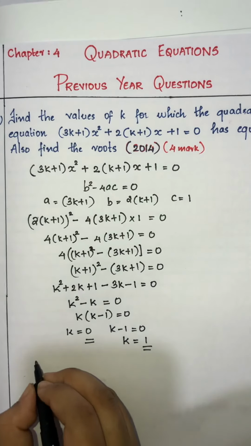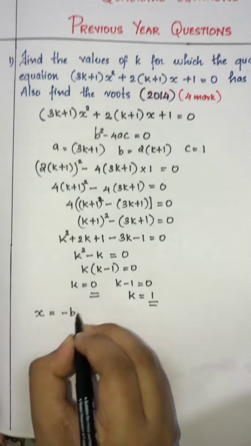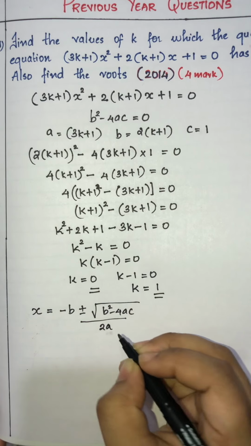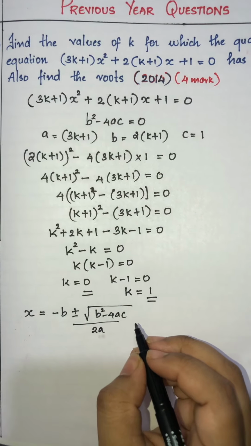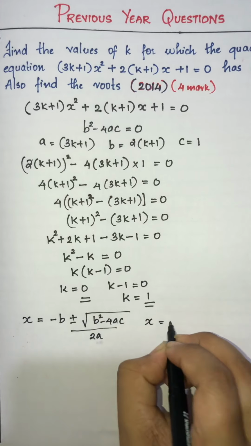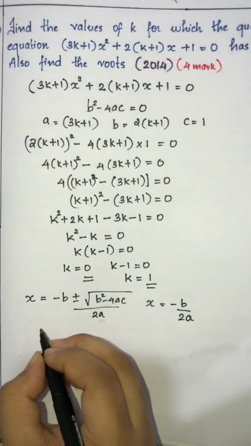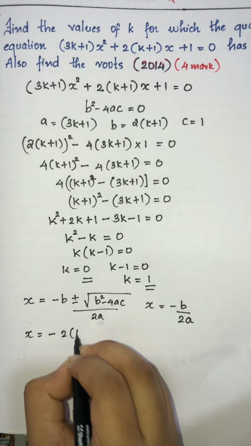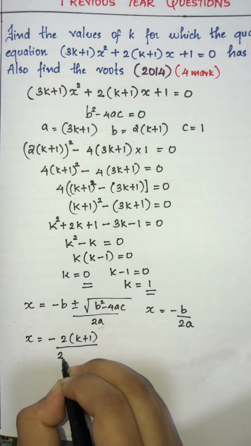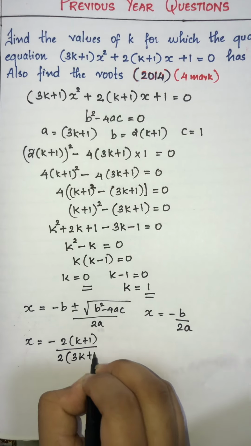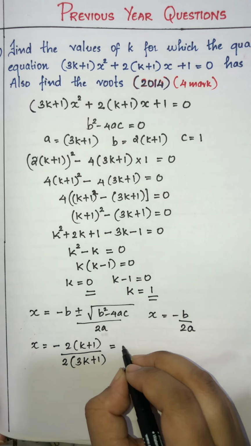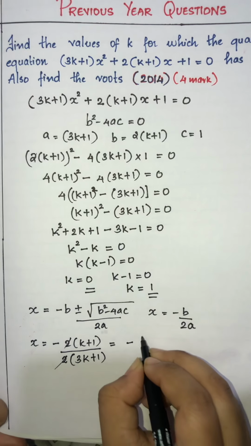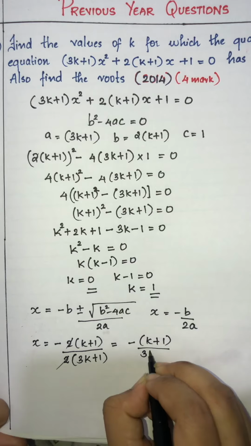Now to find the roots we use the quadratic formula x = (−b ± √(b² − 4ac))/2a. Since the roots are equal, b² − 4ac is 0, so x = −b/2a. Here b is 2(k + 1) and a is 3k + 1, so x = −2(k + 1)/(2(3k + 1)). The 2 cancels, giving x = −(k + 1)/(3k + 1).